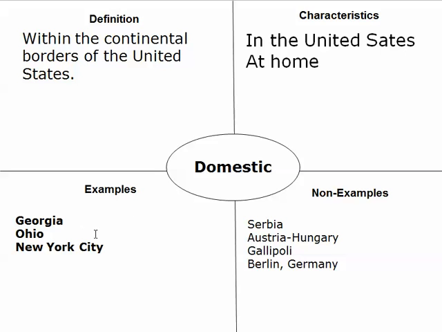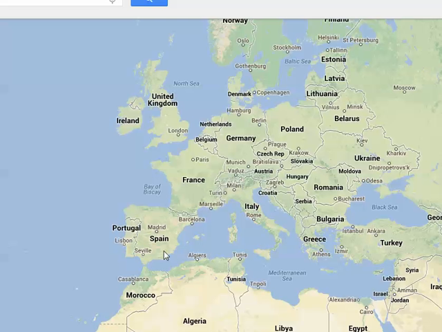Examples: what's going on in Georgia, Ohio, New York City. And non-examples would be like over in Europe: Serbia, Austria-Hungary, Gallipoli, where that battle took place, in Berlin, Germany. In other words, if we were to use Google Maps, World War I was fought mostly over in Europe. When we talk about World War I in Europe, we would go into talking about the secret alliance system and how it broke down. We would look at the Western theater and the Eastern theater, and we would talk about trench warfare and all. And you could do that.